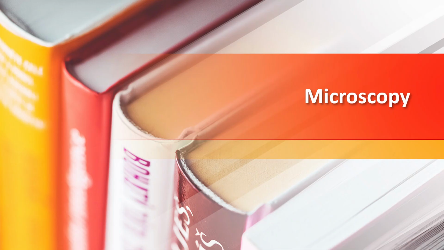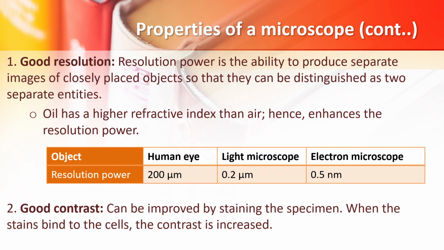Then coming to the microscope. What do you mean by microscopy? What do you mean by microscope? We shall discuss in detail microscopy and microscopes. The first thing is the properties of a microscope. If a microscope is to be good, it should have some properties. Mainly we have three properties.